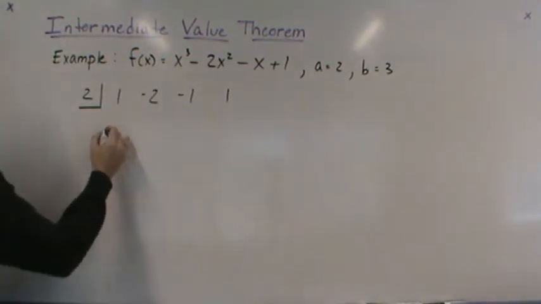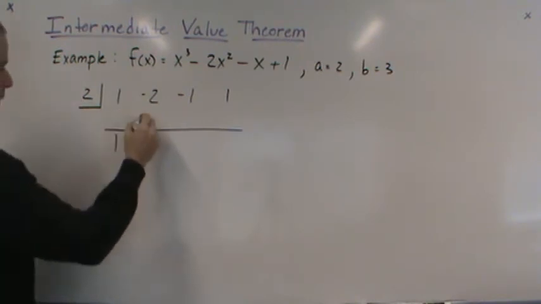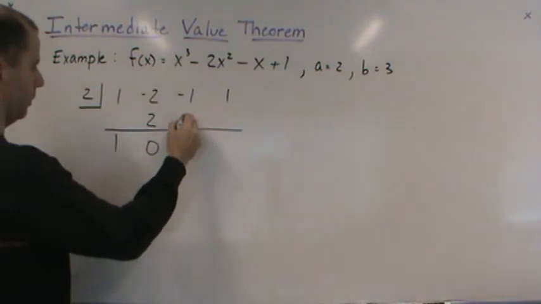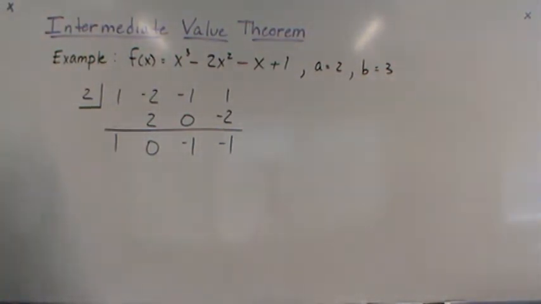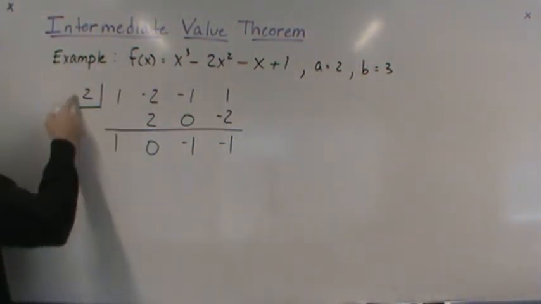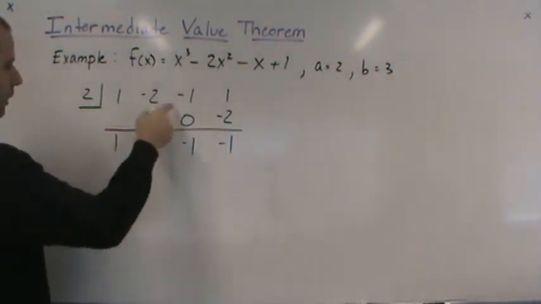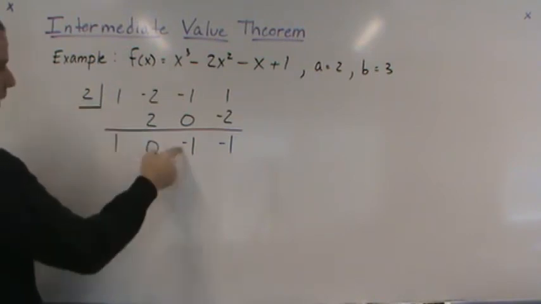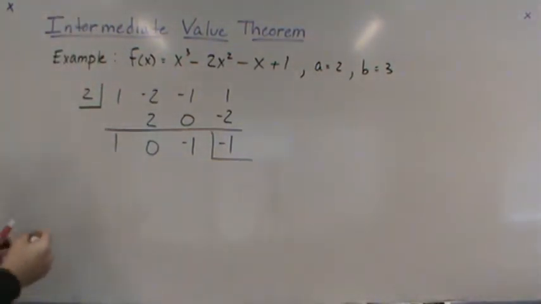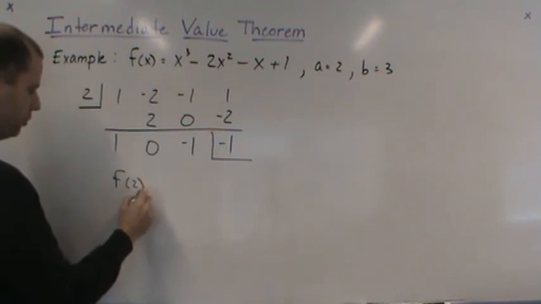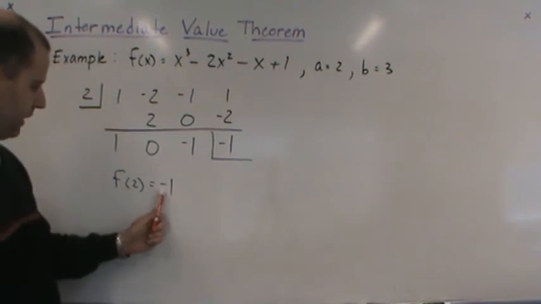Okay, and now we're just going to drop down and start using synthetic division. So 1, okay, so verify the work. We drop the 1 down. 2 times 1 is 2. Add down gives us 0. 2 times 0 is 0. Negative 1 down to negative 1. And we get negative 2. And then, of course, we get negative 1. And so here is our remainder, which means f of 2 is equal to negative 1. Okay, so now the only thing we're really interested in is the negative sign.